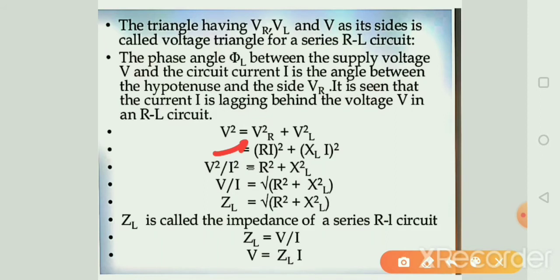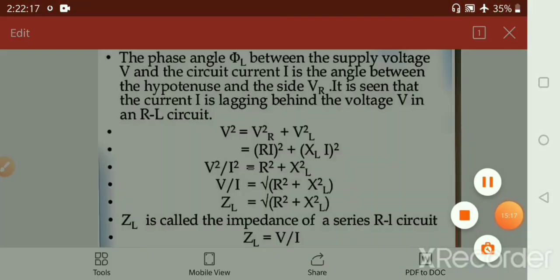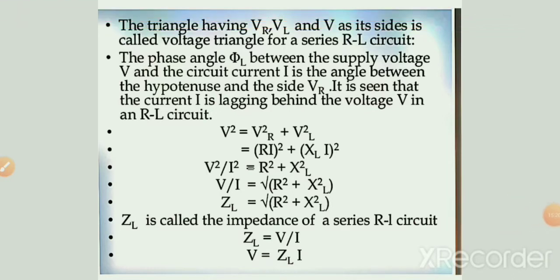So if we take I common from here, we get V over I equal to under root of R square plus XL square, and V over I is denoted by ZL. ZL is the impedance of the RL circuit, and it is given by the square root of R square plus XL square. And we can say that impedance is the opposition of the circuit to the flow of alternating current. So it opposes the flow of alternating current.